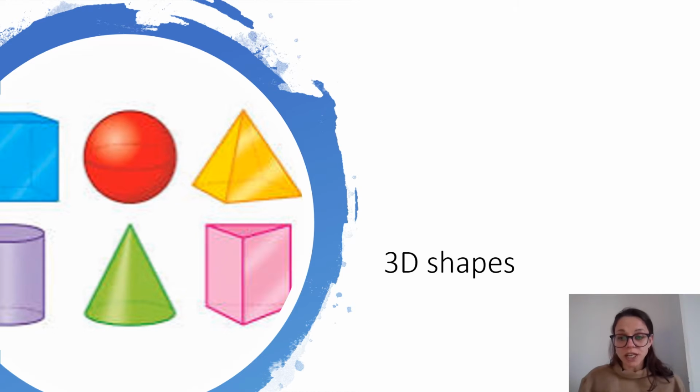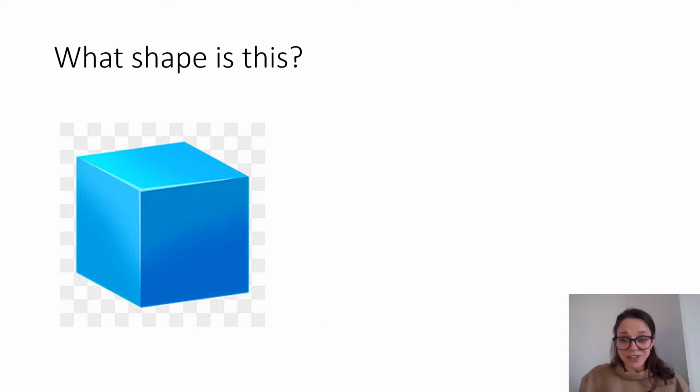What is the difference between 3D shapes and 2D shapes? Well, 3D shapes you can hold. They've got 3 dimensions. You can hold them. This is a 3D shape. I'm thinking of a 3D shape. Here it is. Can you see it's made up of some squares? What is this 3D shape called?